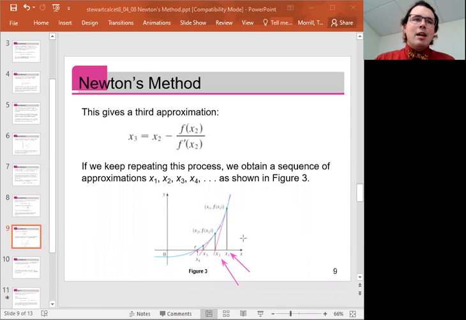That'll be closer. It might not be exactly equal to that root, so I'll have to use the formula again to find my x3. And once again, my x3 follows this formula. Each successive guess is the old guess minus the value of the function at the old guess divided by the value of the derivative of the function at the old guess. So this is our method. We are going to keep repeating this process until we get close enough to the root.